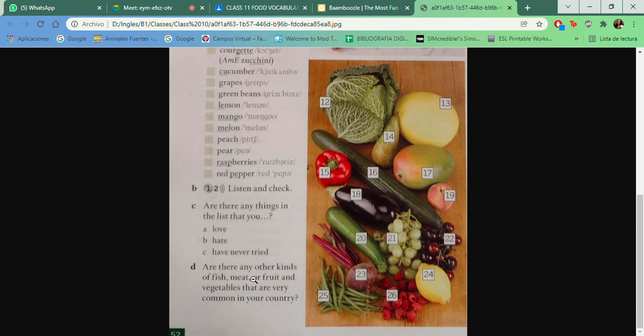So, are there any other kinds of fish, meat, or fruit? Remember, fish, meat, and fruit are uncountable now, so you use kind or type. Are there any other kinds of fish, meat, fruit, and vegetables? Vegetables is countable. That are very common in your country. Yes, lots. I believe that's all. Everything is very common here.